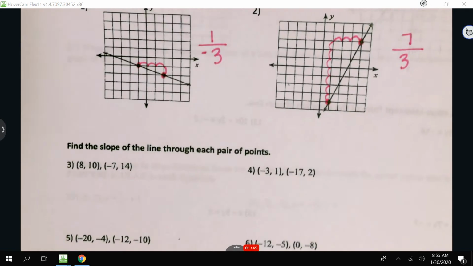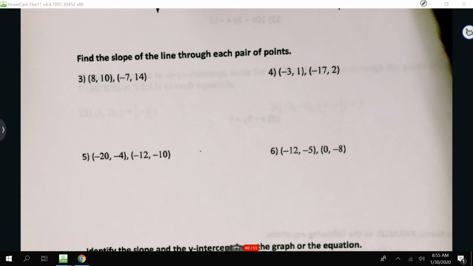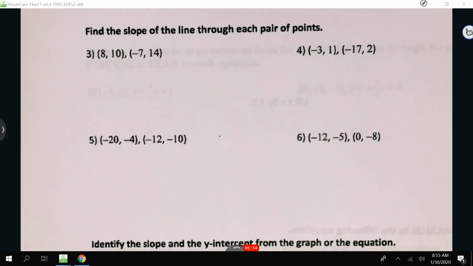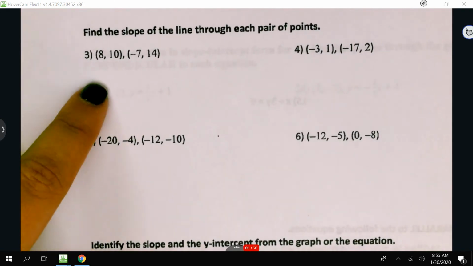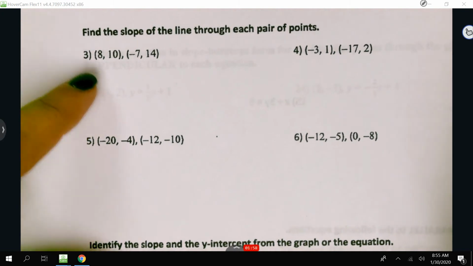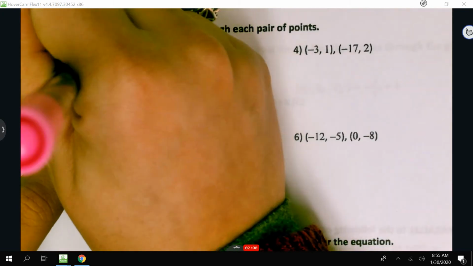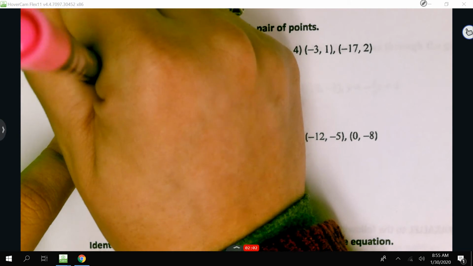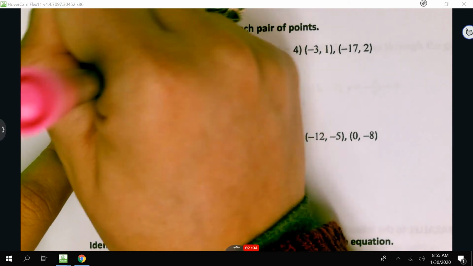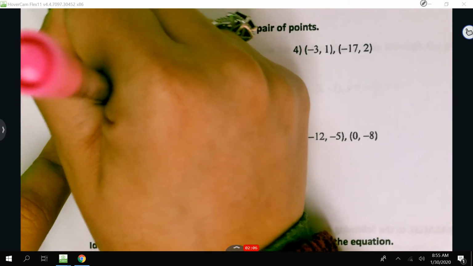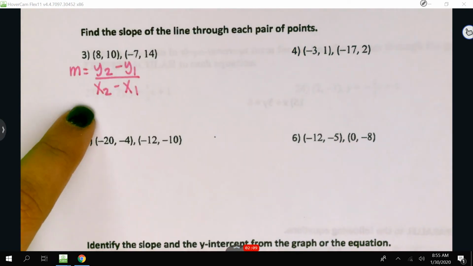All right, 3 through 6, you're finding the slope. So you have 2 points. So how do you find the slope when you're given 2 points? AJ? Y2 minus Y1 and X2 minus X1. Good. Y2 minus Y1 over X2 minus X1. That's the formula you're using.